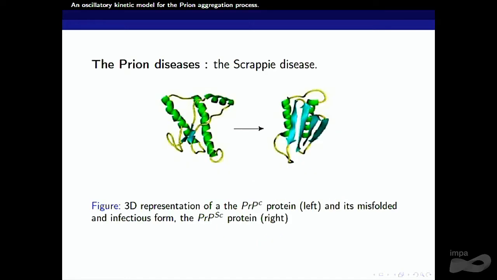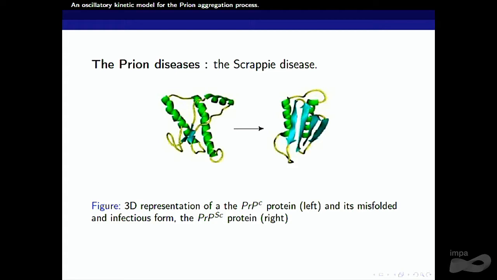Okay. So first, I'd like to introduce what we are studying. We are studying the prion diseases. The prion diseases are neurodegenerative diseases which are caused by the misfolding of proteins.